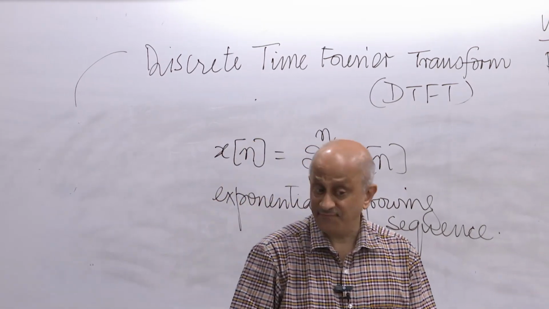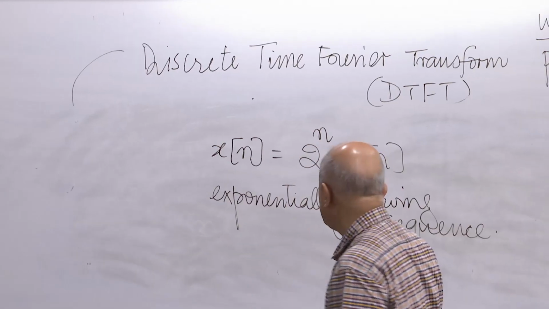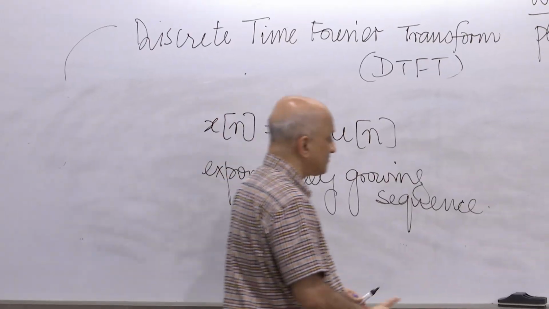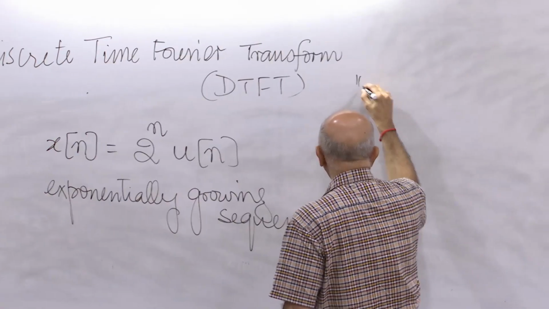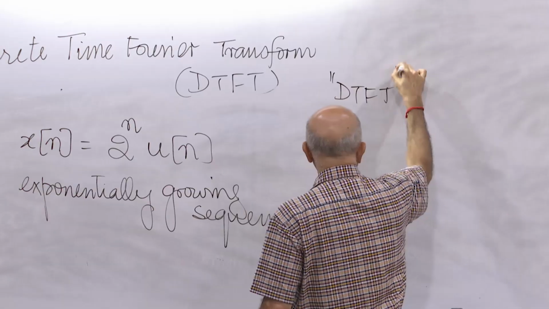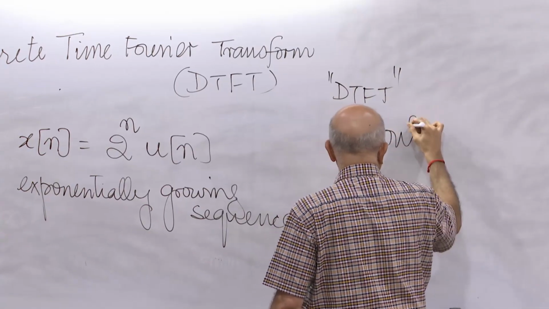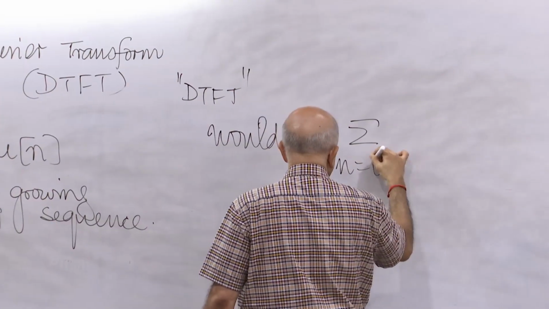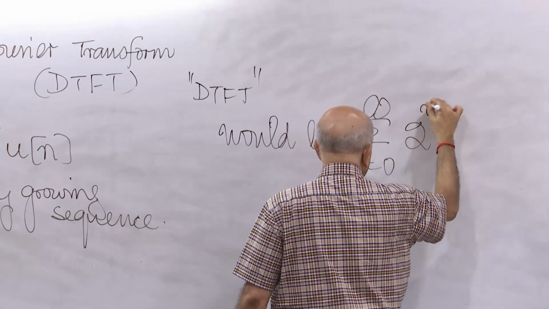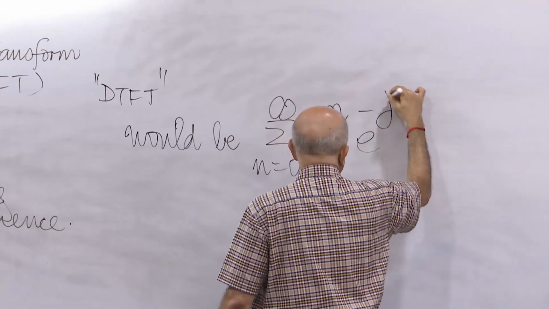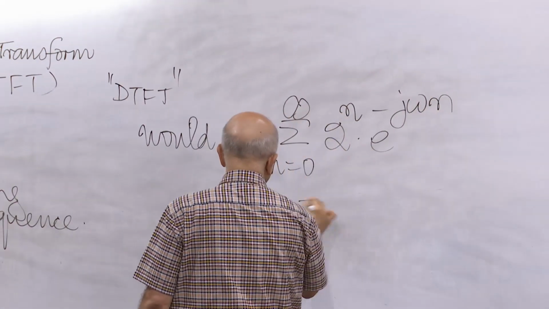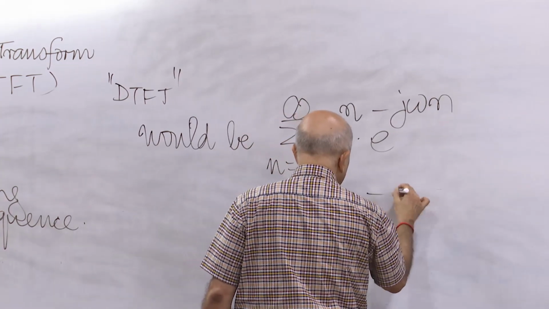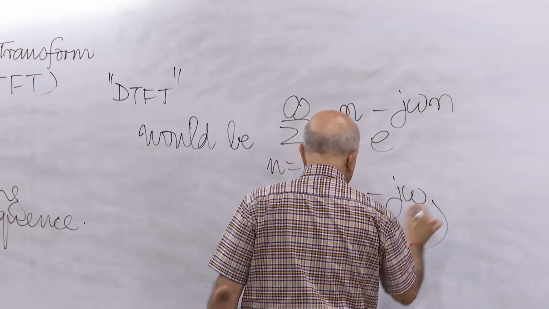Well, then do we have a discrete time Fourier transform here? Let's see. Suppose you tried to find its discrete time Fourier transform. What expression would you write? The so-called DTFT should be summation n going from 0 to infinity 2 to the power n e raised to the power minus j omega n, which is summation n going from 0 to infinity of (2 e raised to the power minus j omega) to the power n.